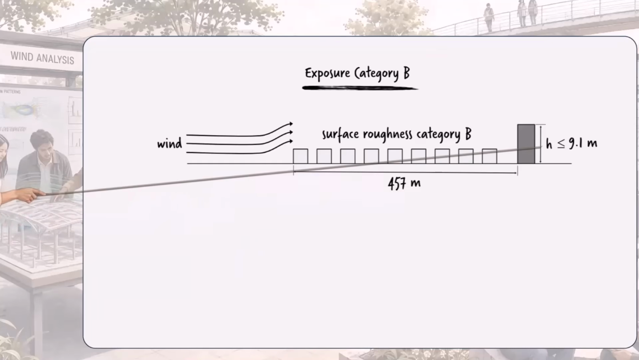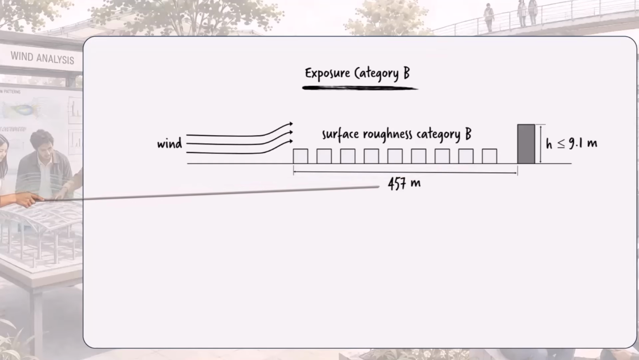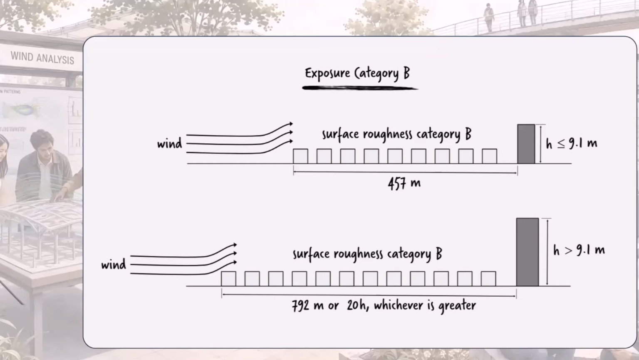First, if it's 9.1 meters tall or shorter, and the ground surface roughness in the wind direction extends more than 457 meters as Category B. Or, if the structure is taller than 9.1 meters, the ground surface roughness in the wind direction must be Category B for either 20 times the structure's height or 792 meters, whichever is greater.